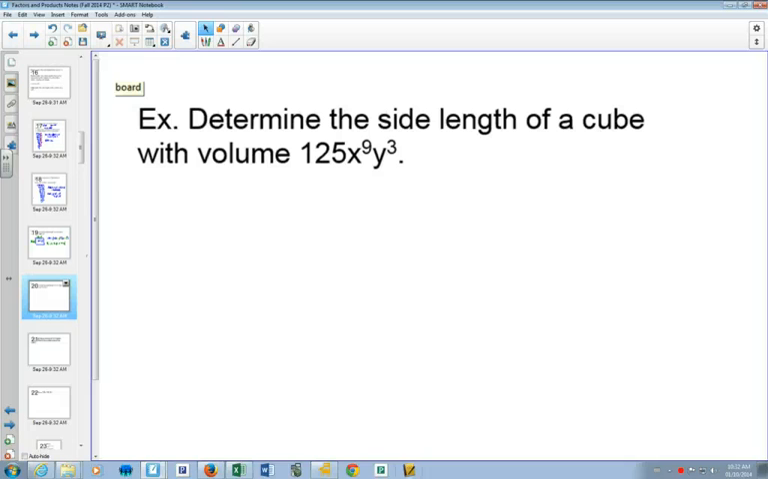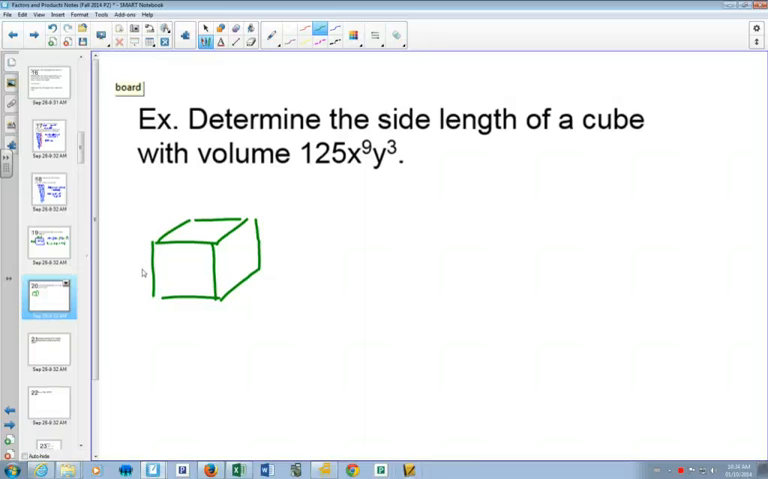Try this one with a perfect cube. How are you guys at drawing cubes? Draw a square, then go off in 3 dimensions. All the sides are going to be the same. One side here, one side here, one side there, the height. And to figure out the volume, it's going to be 3 things that are identical. So we would have 125 x to the 9 y cubed equals 1 set of brackets, 2 sets of brackets, 3 sets of brackets.